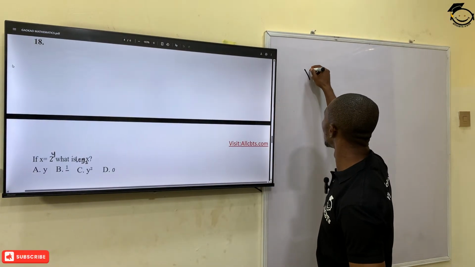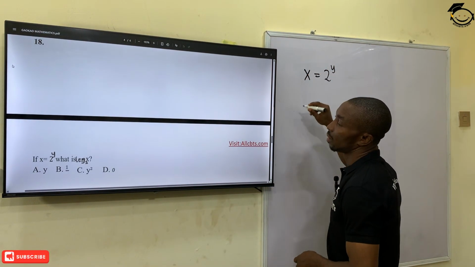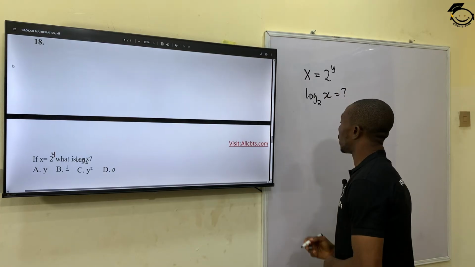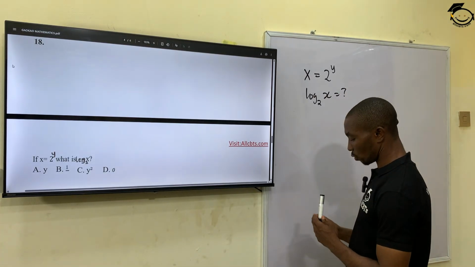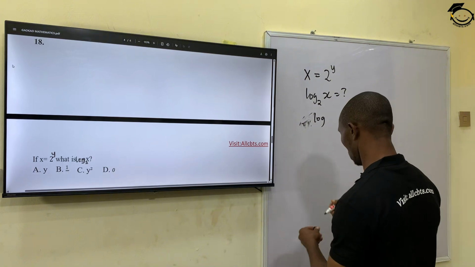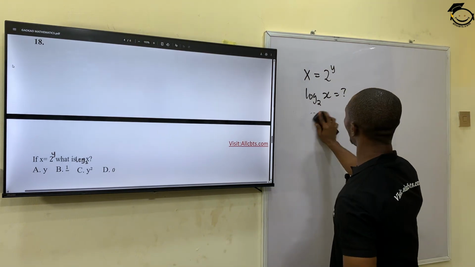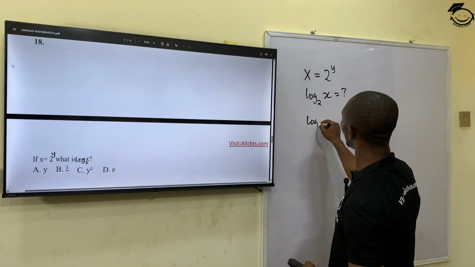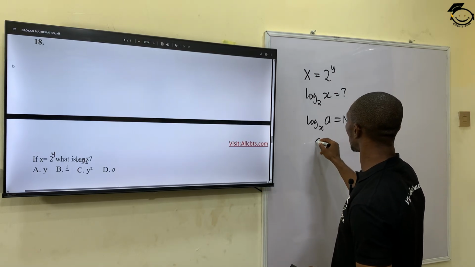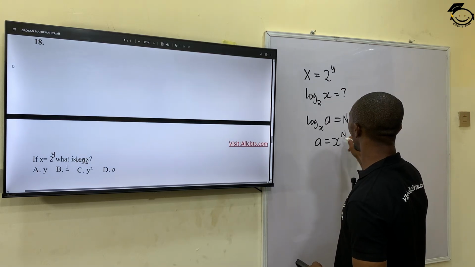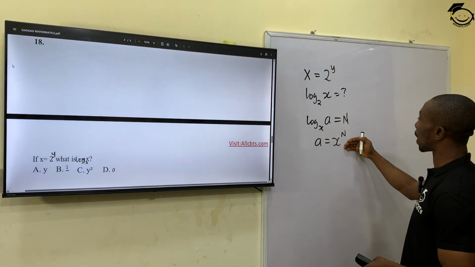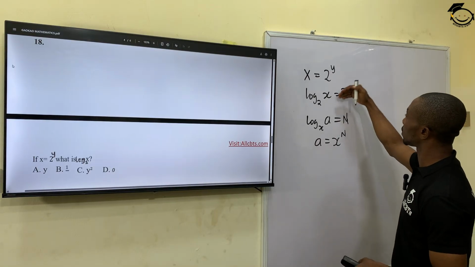If x equals 2 raised to power y, then what is log base 2 of x? Now if we recall, when we have log base x of a equals n, this becomes a equals x raised to power n. Applying this here is like an inverse. We are given this, and we are asked to find this, so an inverse of this is what we are going to look for.